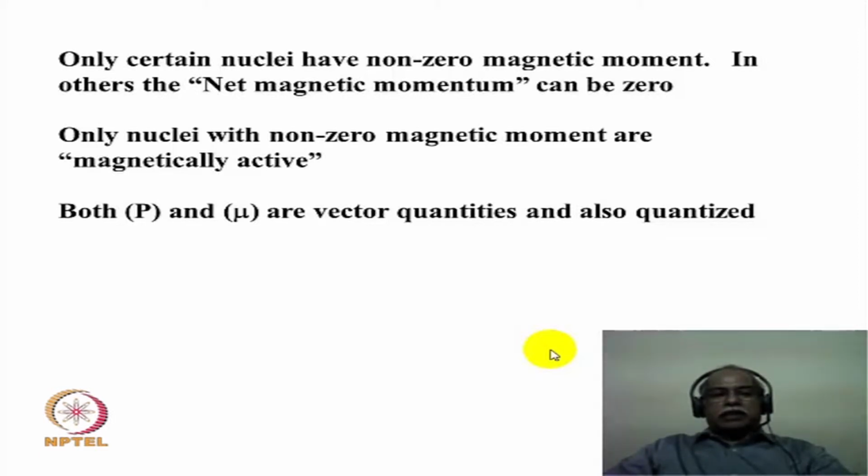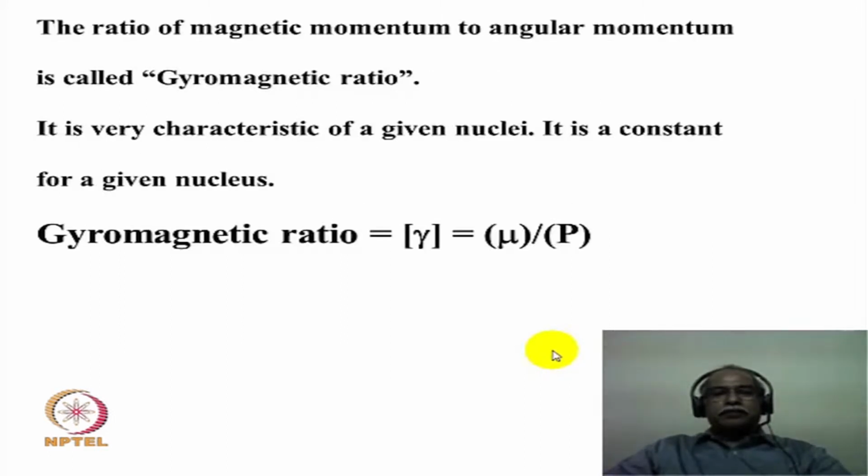Both these quantities, namely the angular momentum and the magnetic moment, are vector quantities, and according to quantum mechanics, they are quantized in nature. The ratio of the magnetic moment to the angular momentum is what is referred to as the gyromagnetic ratio. The gyromagnetic ratio is a fundamental constant of a nucleus. It is a constant for a given nucleus. The ratio, namely mu by P, is called gamma, which is the gyromagnetic ratio. This is an important parameter in the case of nuclear magnetic resonance spectroscopy.